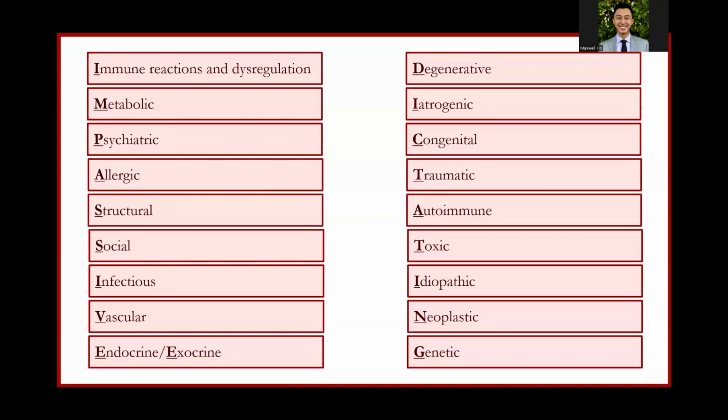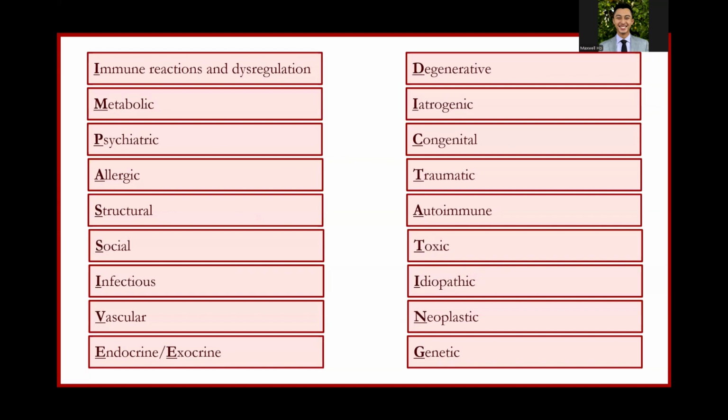The IMPASSIVE in Impassive Dictating stands for immune reactions and dysregulation, metabolic, psychiatric, allergic, structural, social, infectious, vascular, and endocrine or exocrine causes of disease. DICTATING stands for degenerative, iatrogenic, congenital, traumatic, autoimmune, toxic, idiopathic, neoplastic, and genetic causes of disease.